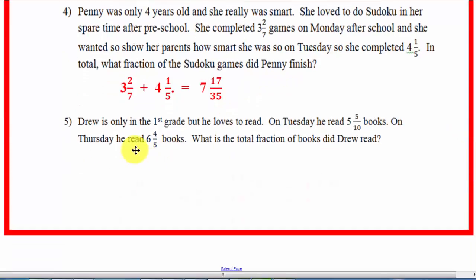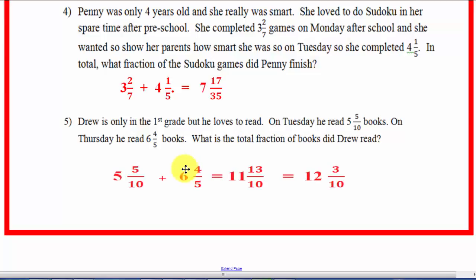Okay, let's look at the last one. This one is a little bit unique compared to the other ones, and I'll show you why. Drew is only in the 1st grade, but he loves to read. On Tuesday, he read 5 5/10 books. On Thursday, he read 6 4/5 books. What is the total fraction of books Drew read?